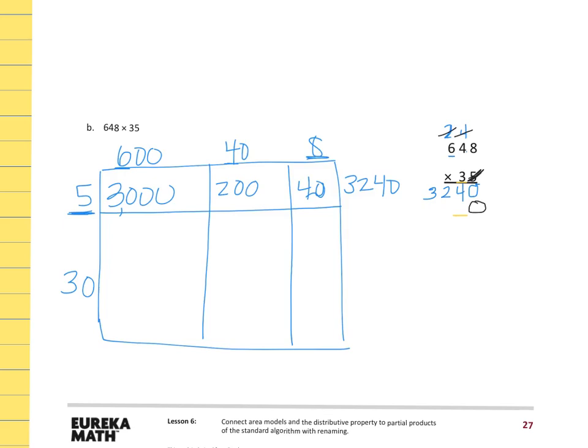Back to the area model. We have 3 times 6, that's 18, but 30 times 600 means you add 3 zeros, so you have 18,000. 3 times 4, that's 12, but 30 times 40 is 1,200. And then 3 times 8 is 24, and 30 times 8 would be 240. So you have 18,000, 1,200, 240.